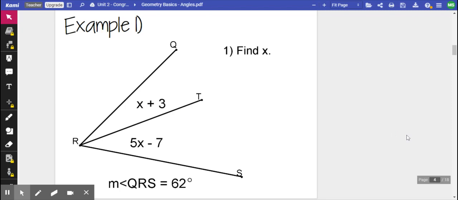In example 1, we're going to apply the angle addition postulate. The way we're going to do that is, if this large angle QRS is equal to 62 degrees, we know by that postulate that this expression x plus 3 plus 5x minus 7 is going to get us the angle measurement at the bottom, which means for us that we can say 62 degrees would be equal to x plus 3 plus 5x minus 7.